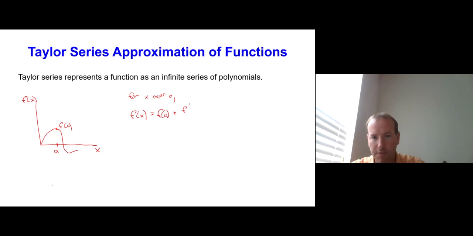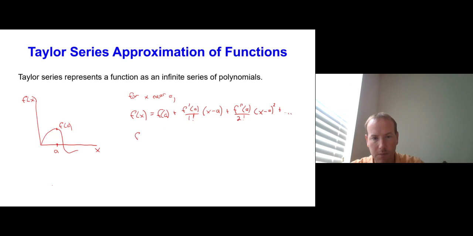plus the first derivative of f evaluated at a times 1 factorial times x minus a, plus the second derivative divided by 2 factorial times x minus a squared, and more terms like that.